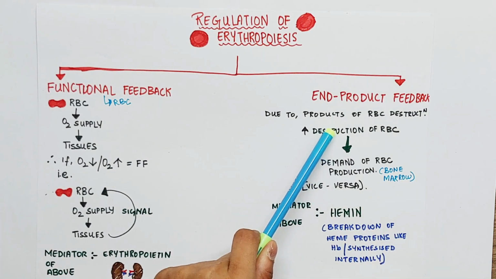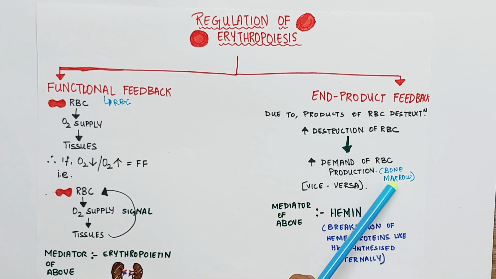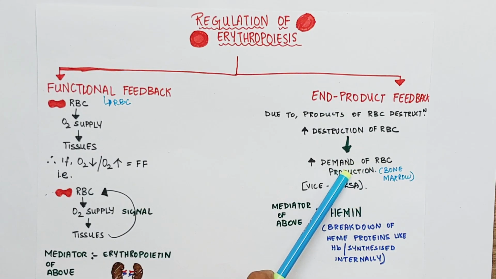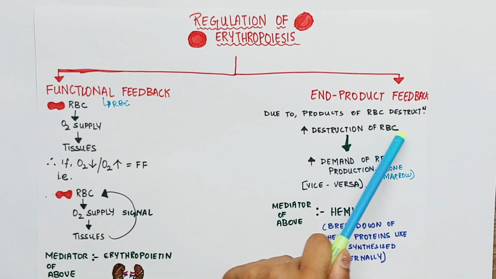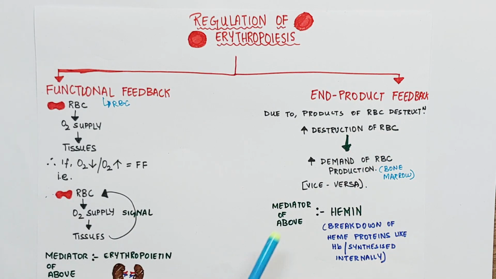This increased destruction of RBC is going to signal the bone marrow, asking it to produce more RBCs so that the homeostasis of the body is maintained, and vice versa. That means if there is decreased destruction of RBCs, there won't be that much demand for RBCs. Now, for this thing to happen, like over here, erythropoietin is helping.